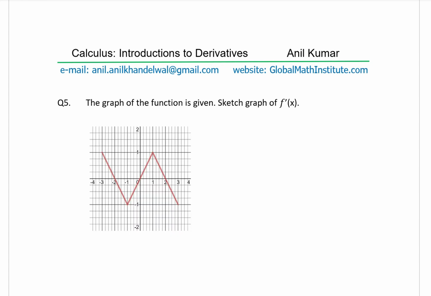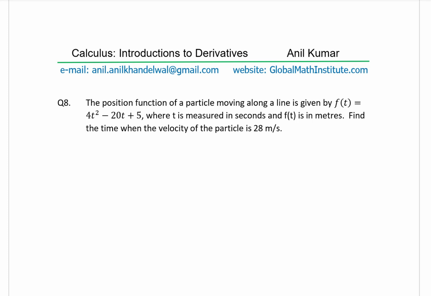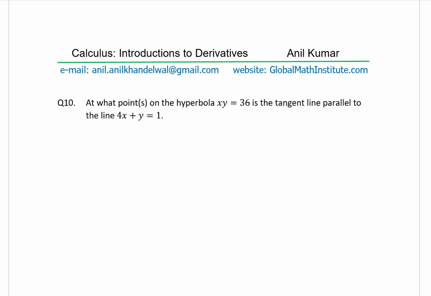Here is question number 5, where you need to sketch the graph of the function. Then we have question number 6, where you need to find the derivative using first principle. Question number 7 is to find the derivative at a point. Question number 8 is a velocity displacement function. Then we have to find the equation of a tangent line for a function at a point. And question number 10 is to find points where the tangent line has the same slope as the given line.